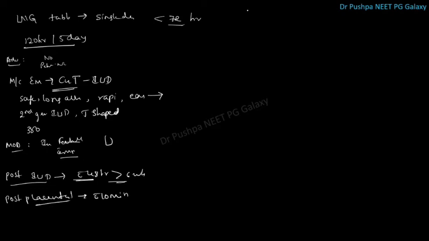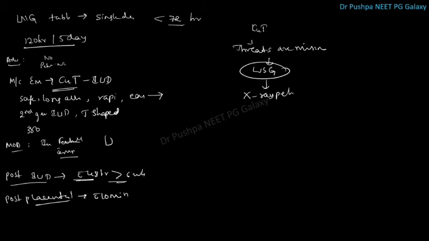So after putting this copper T, if threads are missing, we cannot see threads. What to do? We'll undergo USG. If it is not visible on USG, we can do X-ray pelvis by putting a uterine sound with markings in the uterus.